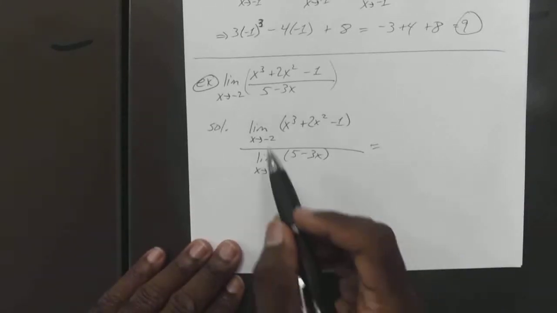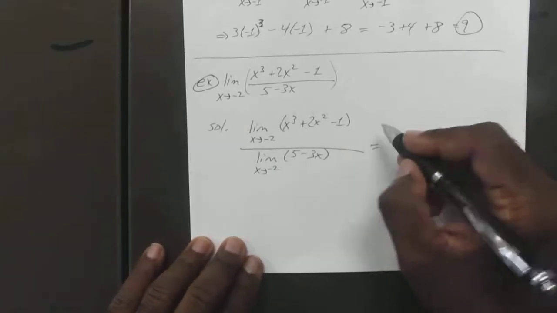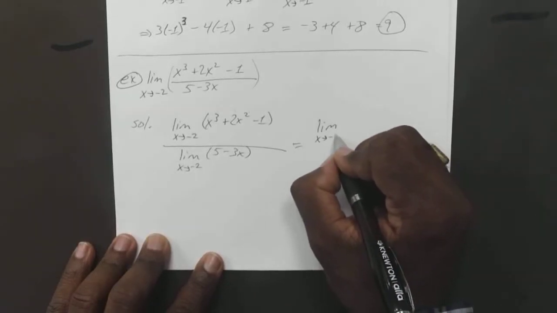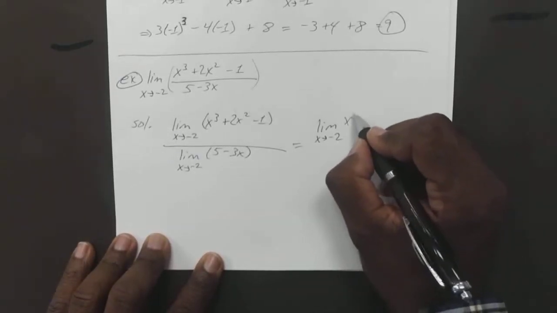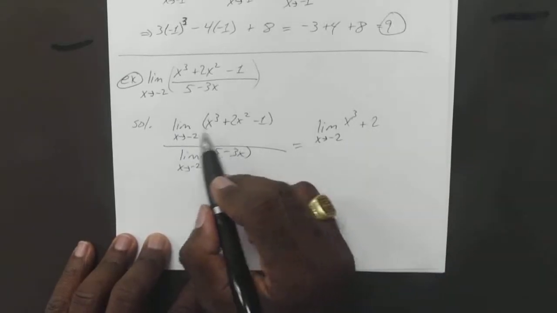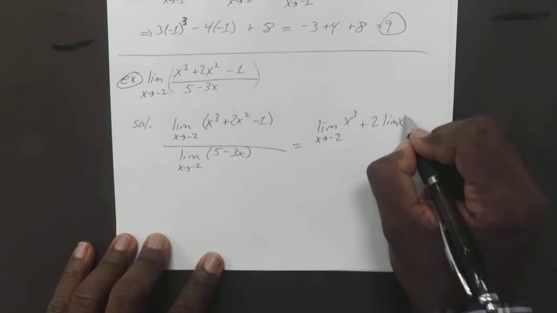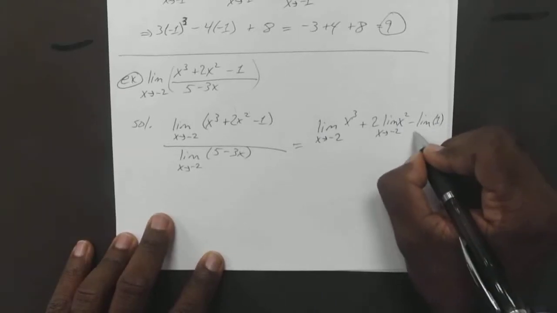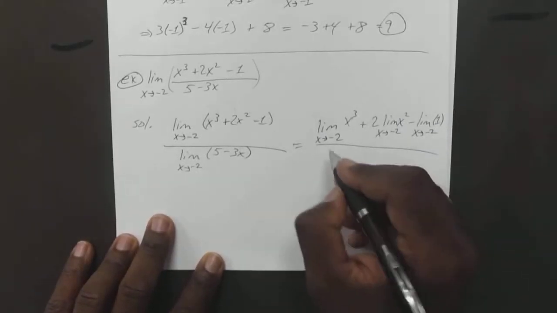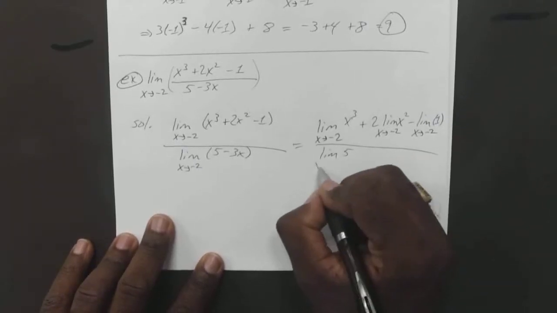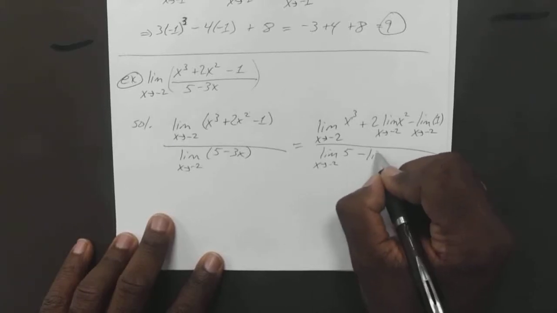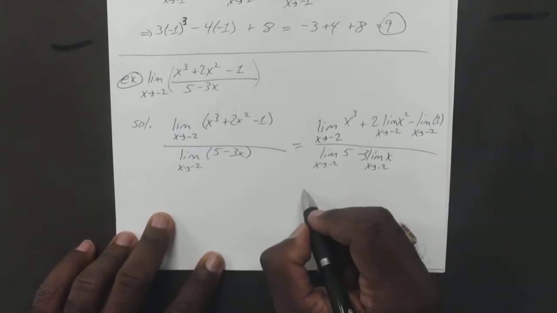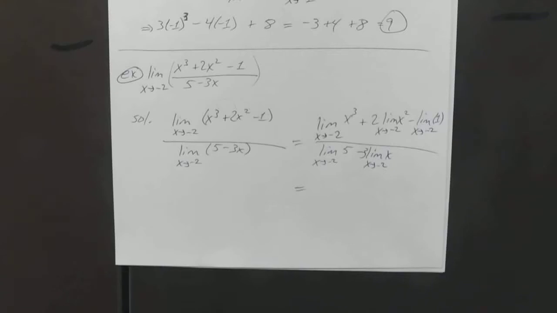Okay. So if we keep on going, once again, you can either plug it right in, or you can distribute the limit as x approaches -2 of x cubed plus, I'll just go ahead and factor the 2 right out, 2 times the limit of x squared as x approaches -2, minus the limit of 1 as x approaches -2 over the limit of 5 as x approaches -2 minus, I'll bring the 3 right on out, the limit of x as x approaches -2. And you probably already have the answer, but we're going to keep on going.